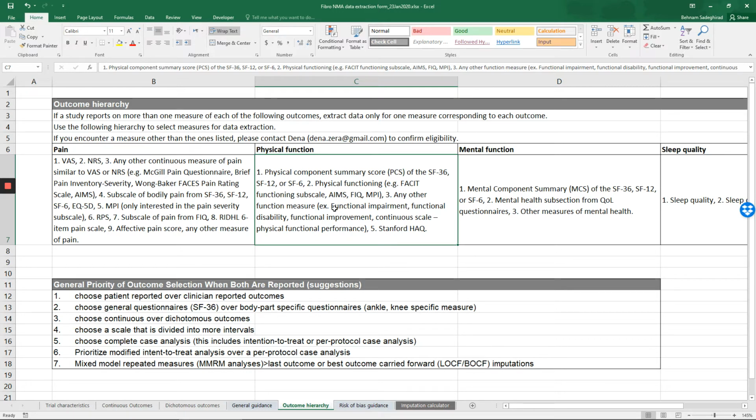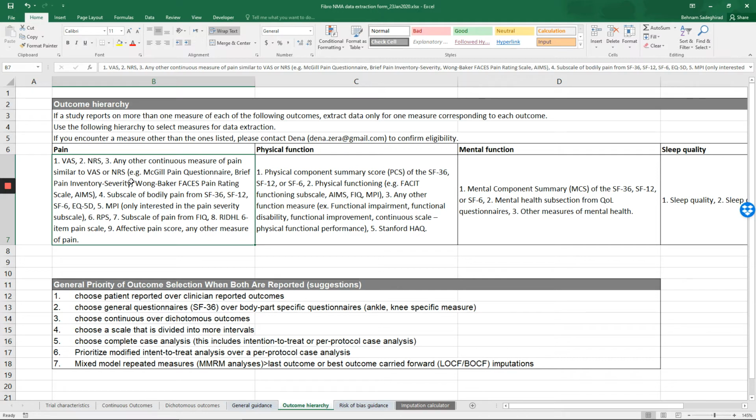Also, if you find a study that has reported any of these outcomes, any of the 4, pain, physical function, mental function, or sleep quality, using an instrument that is not listed in here, you need to inform us to see if that tool is eligible for data extraction. This means that the list provided here, although it may seem exhaustive, is not a complete list, and the trials might have used a different instrument that is not included in here.